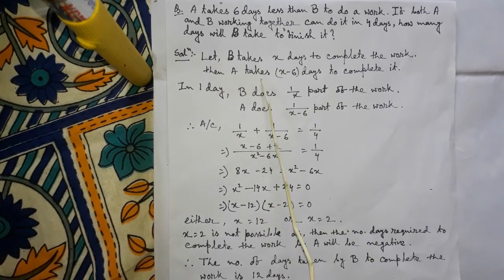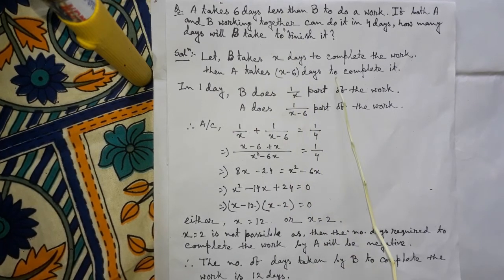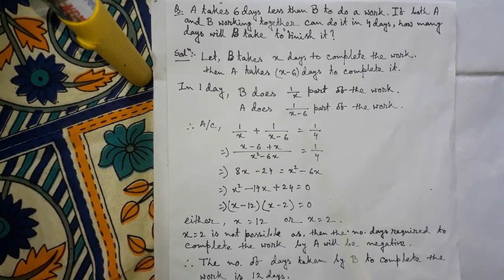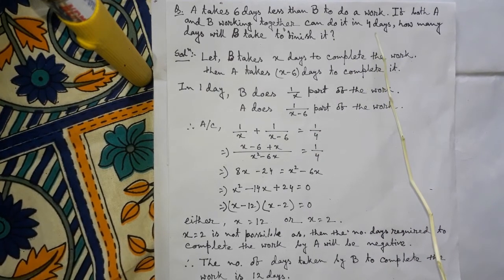A takes 6 days less than B, so A takes x minus 6 days. So in 1 day B can do 1 by x part of the work, and A can do 1 by x minus 6 part of the work. The sum of these two equals the part they complete in 1 day, and since they can complete the work in 4 days, that is 1 by 4. So 1 by x plus 1 by x minus 6 is equal to 1 by 4.